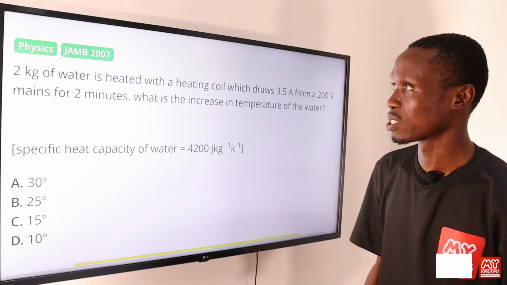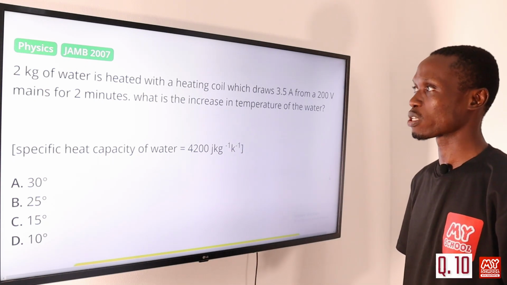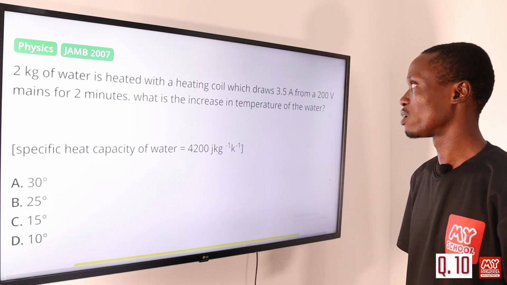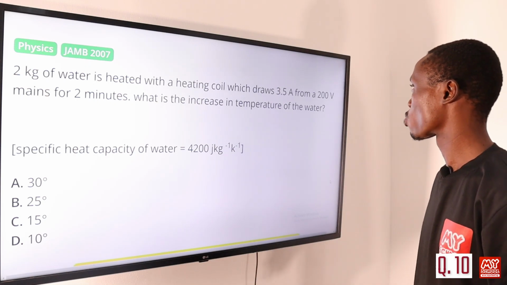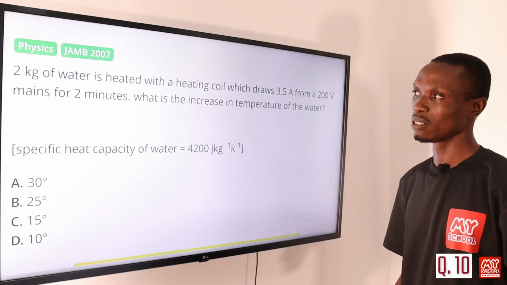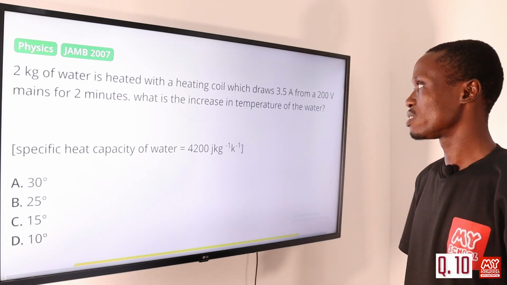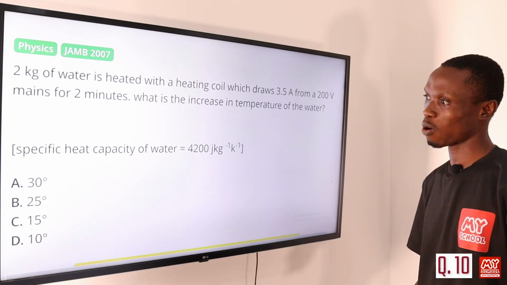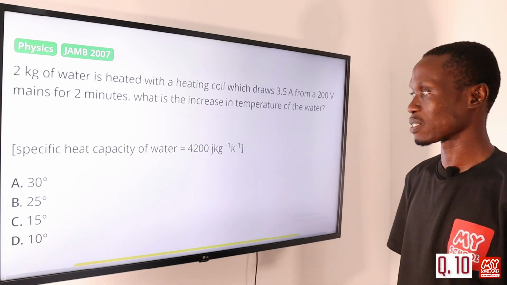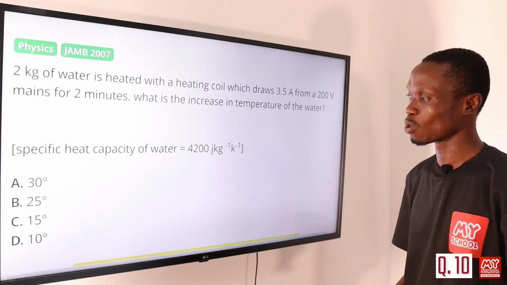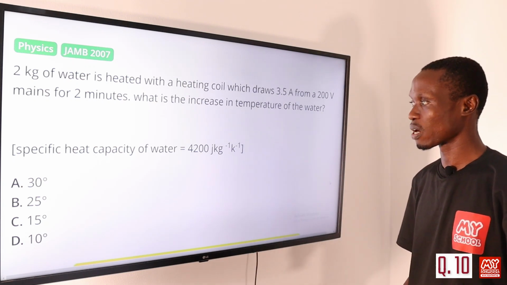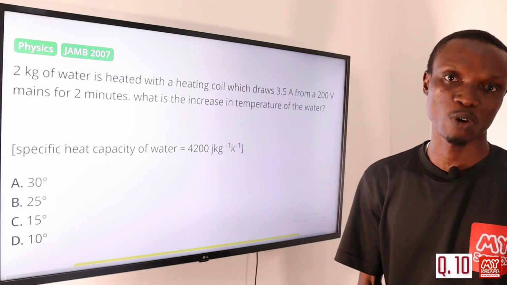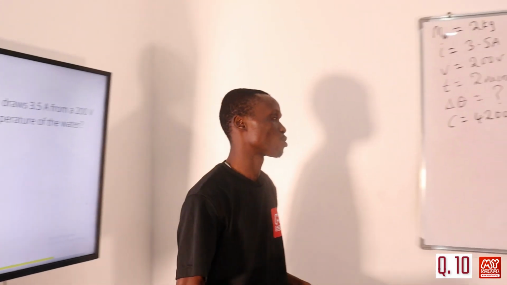Moving on to question 10. 2 kilograms of water is heated with a heating coil which draws 3.5 amperes from a 200 volts mains for 2 minutes. What is the increase in temperature of the water? Specific heat capacity of water, we are asked to take it to be equal to 4,200 joules per kilogram per Kelvin. So let's move over to the board to provide the answer to this question.